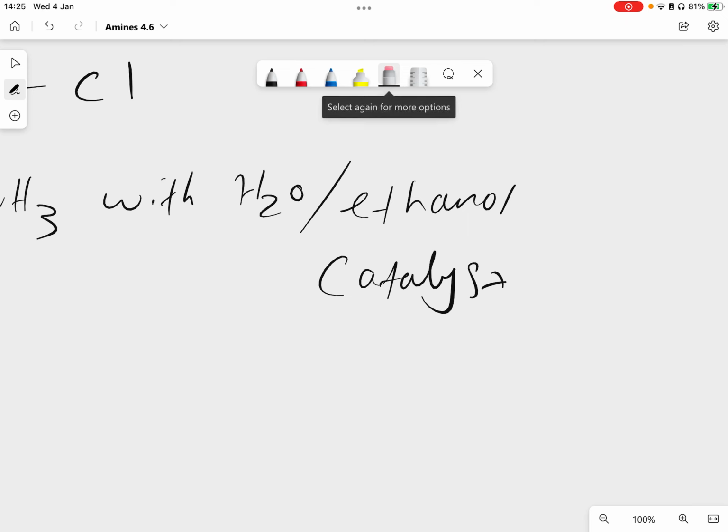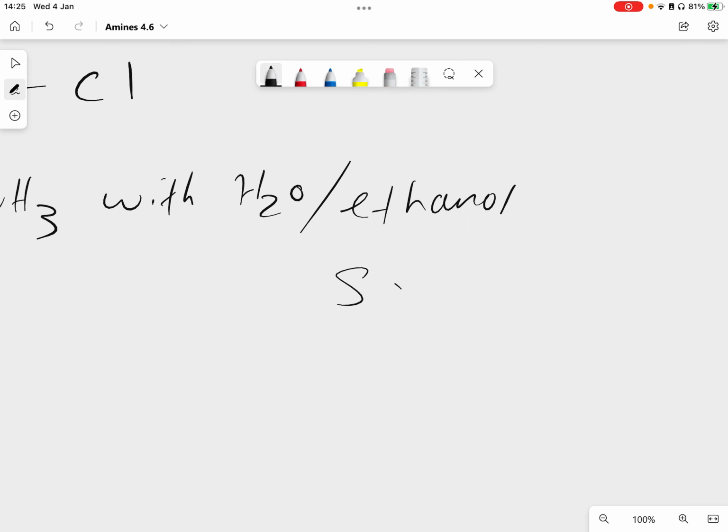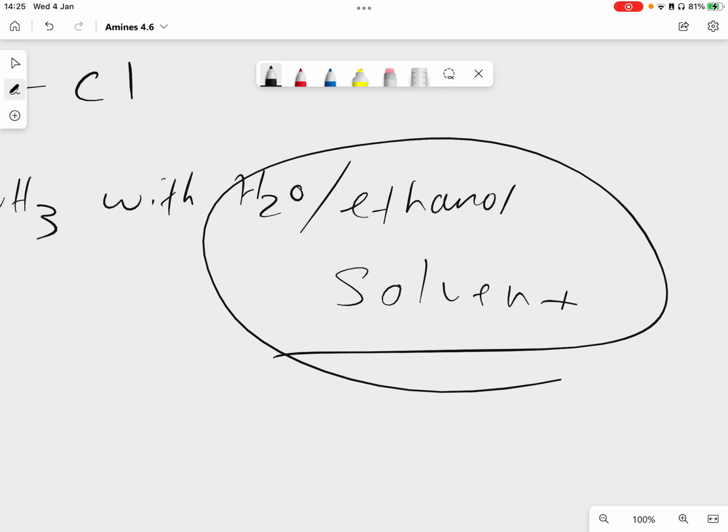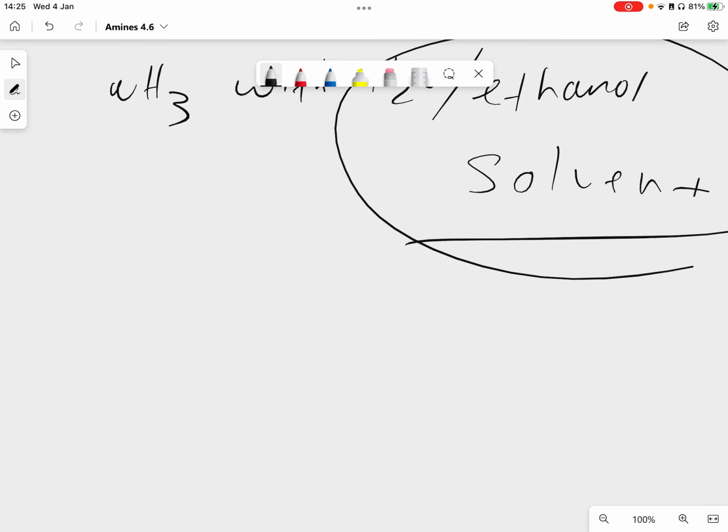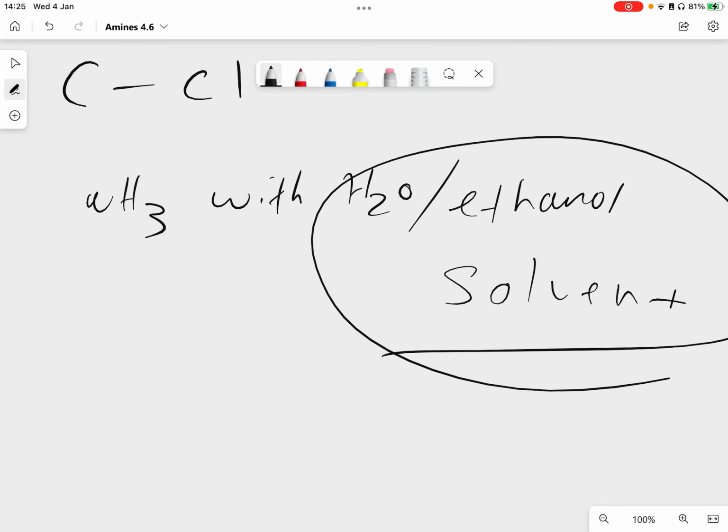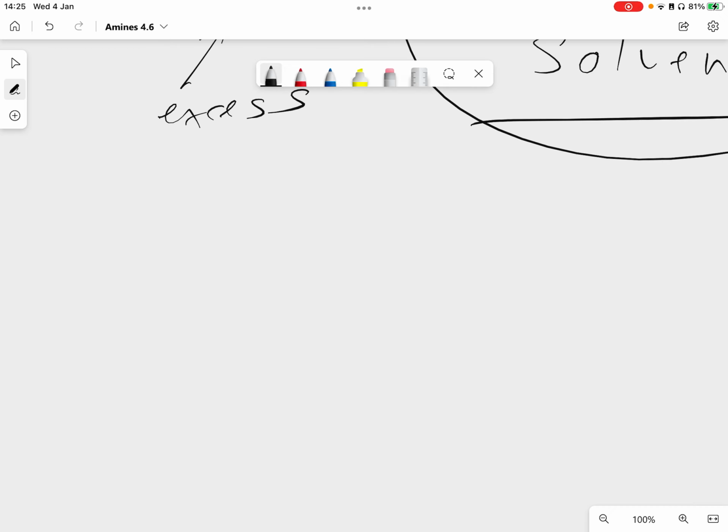Not catalyst, sorry, solvent. I don't know where I'm getting catalyst from. So that is just solvent, H2O and ethanol. So you've got to heat these reactants with NH3 obviously in excess. And this has got to be done in a sealed tube, because NH3 can be a gas, so it will escape as it's heated and refluxed.